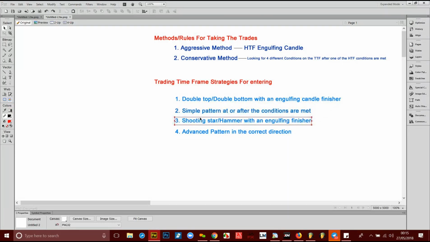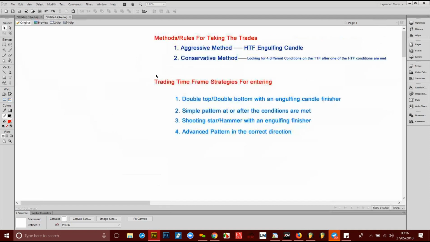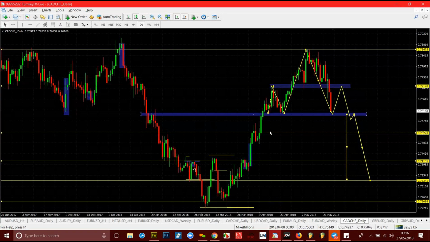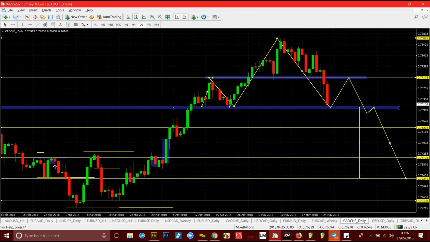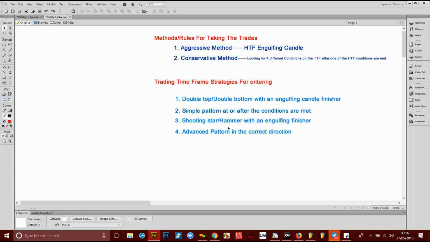What am I saying? Your higher time frame strategy, retest of structure, retest of support and resistance, then look for a simple pattern at or after the conditions. I will explain what I mean by at or after the conditions. At the condition will mean, for instance, I'm here right now. This guy jumped out, retested. Let me use this again. Retested this. So what am I looking for? I'm breaking it down to a smaller time frame to look for a simple pattern.